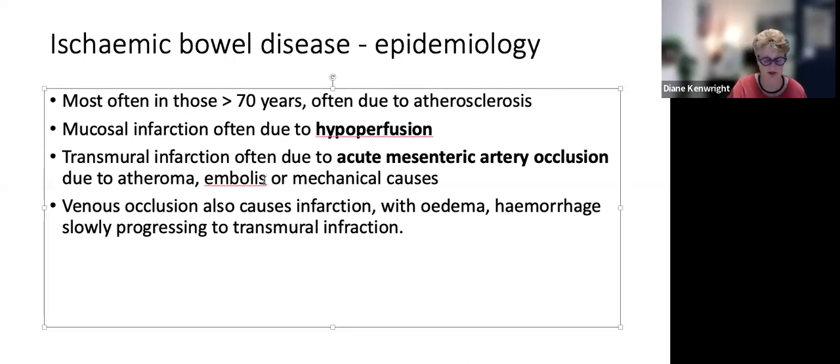And if this gets occluded, then of course it can cause infarction, and this is full thickness, and this means that part of the bowel has to be removed. Venous occlusion can also occur. Venous occlusion occurs, for example, where there is a hernia, adhesions, or volvulus. This occurs over a few hours, unlike acute mesenteric artery occlusion, which occurs over a few minutes. It initially causes infarction in the mucosa, but if long enough, can cause infarction throughout the bowel wall.